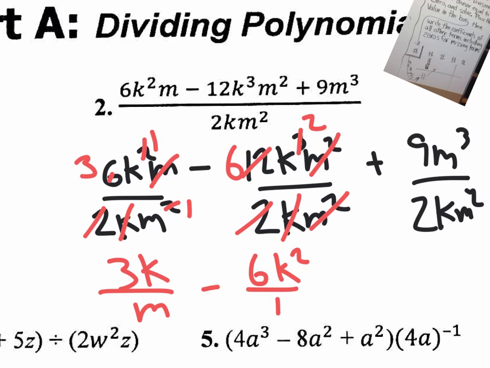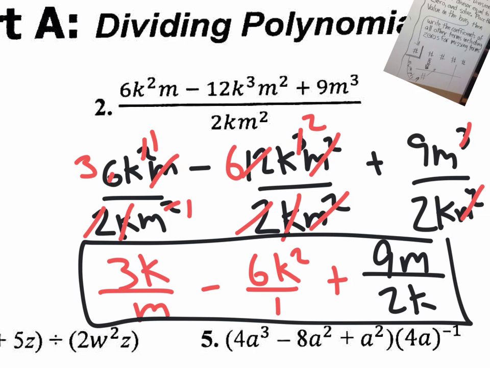And then the third fraction, you could cancel out 2 m's with 2 of these, and you'll have 1 left up on top, and you can't do anything else. So your third part would be 9. Whoa, why did I put a 3? I meant to say 9. 9m over 2k. And that would be your final answer for this problem.